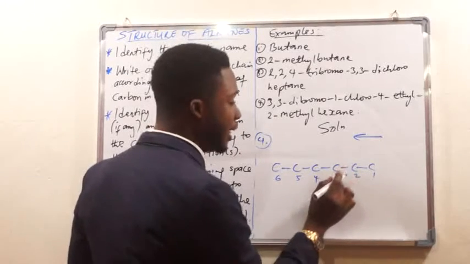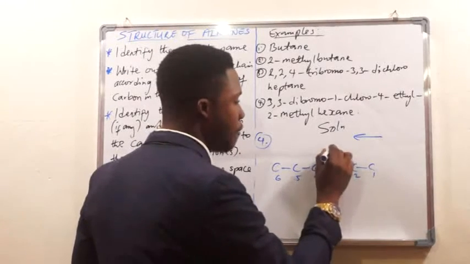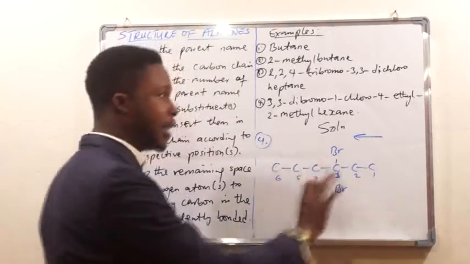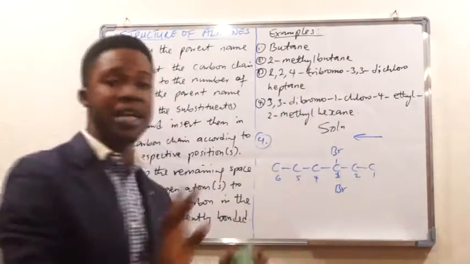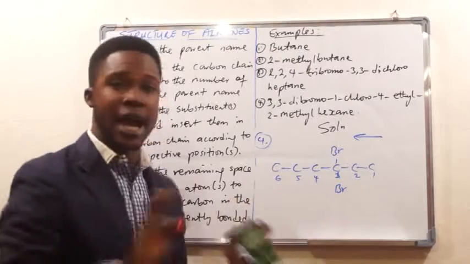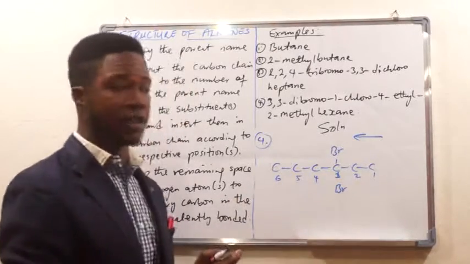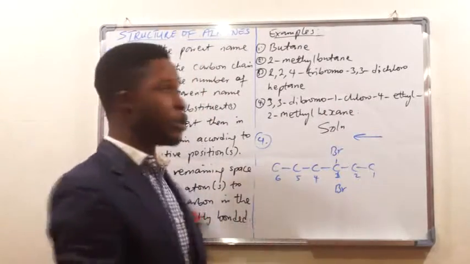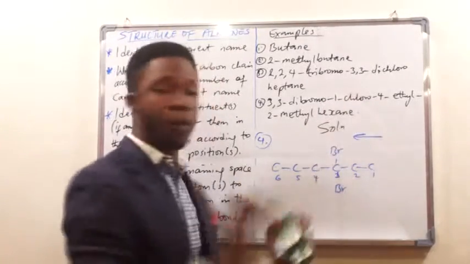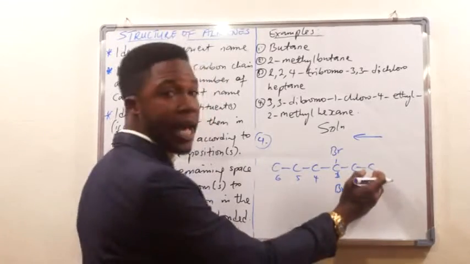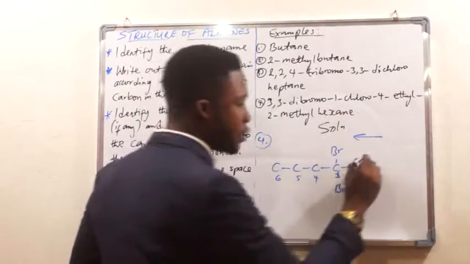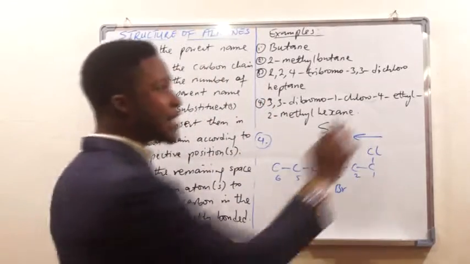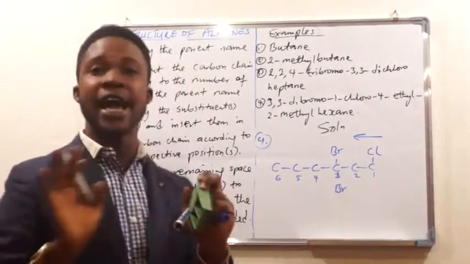At carbon 3, we have a bromine atom, another bromine atom, all in carbon 3. 3,3-dibromo. So bromine has been identified and inserted in the carbon chain. Again, at carbon 1, there is a chlorine atom. That's why we have 1-chloro. And where's my carbon 1? Of course, it is the first one here. I'm counting from my right. So at carbon 1, there is what? A chlorine atom. Again, at carbon 4, there is an ethyl group.